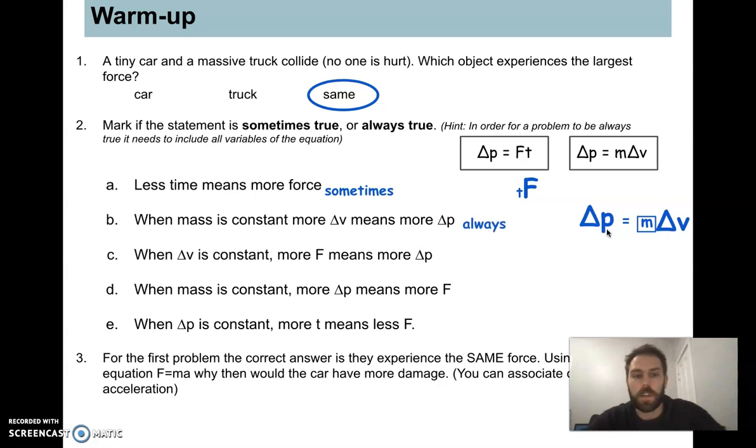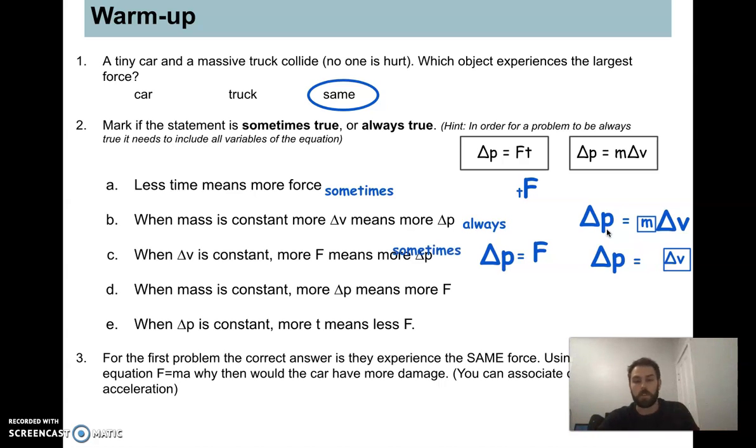So for C, when delta V is constant, more force means more change in momentum. Notice these things could be true, it sometimes could be true, but it's not a really good statement because I'm talking about two different equations at once. And I don't know what my mass is here and I don't know what my time is here. So I don't know for sure if that's the case.